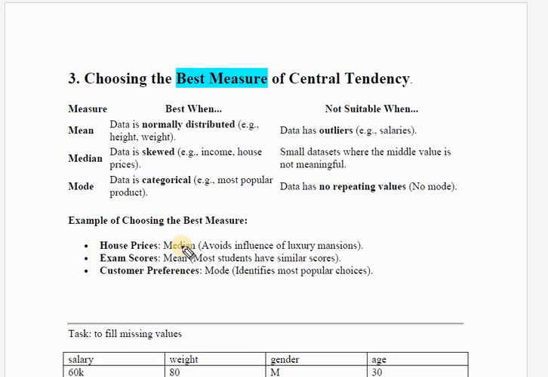As we have already seen, for exam scores, we go for the mean, where most students will have similar scores. For customer preferences, we go for the mode, which identifies the most popular choices.